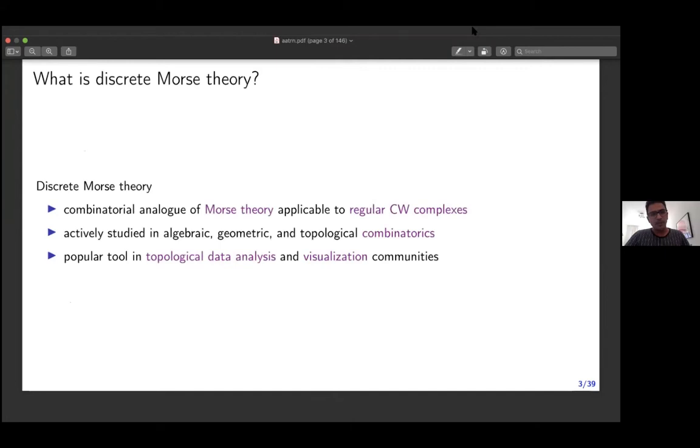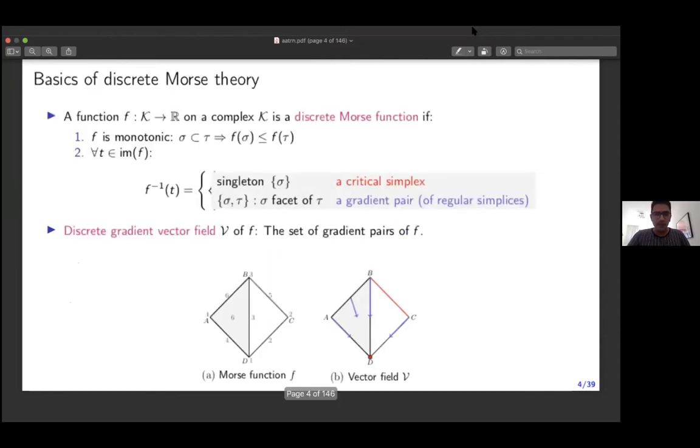So, as everyone knows, discrete Morse theory is a combinatorial analog of Morse theory that's applicable to regular CW complexes, and it's actively studied in both pure and applied math. Recall that you call a function on a complex K a discrete Morse function if two conditions are satisfied. One, f is monotonic, and two, for every point in the image of f, the pre-image of that point is either a singleton, in which case we call it a critical simplex, or it's a pair, in which case we call it a gradient pair of regular simplices. Now, the collection of all these gradient pairs forms a discrete gradient vector field, which we call V in this picture.